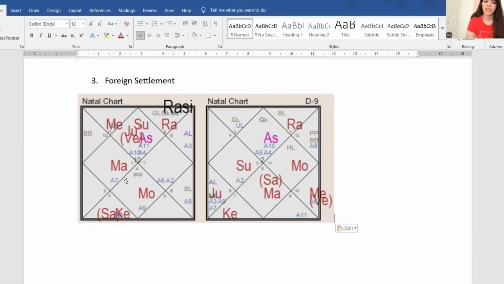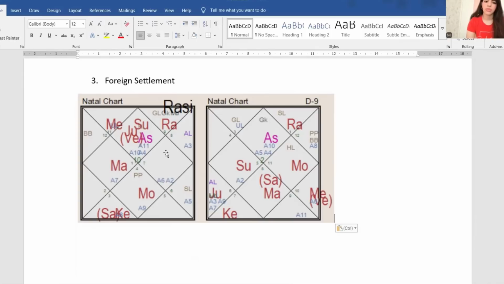So Sun, Jupiter, Venus, Mars, Moon. So this also indicates that the person will have a lot of travel, a lot of shifting movement in their life. And the more number of planets you have in the Chara signs, the higher the probability that the person can move to a different country.